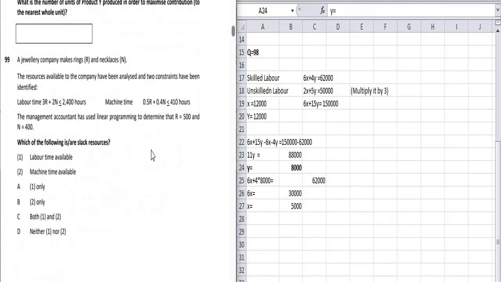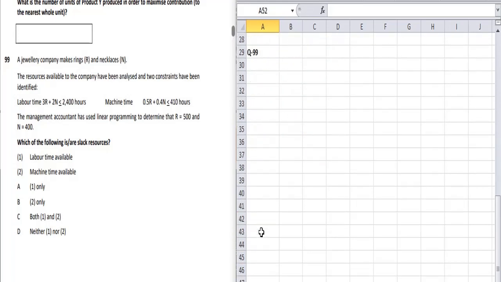Okay, so the next question: which of the following is our slack resource? A jewelry company makes rings and necklaces. The resources available to the company have been analyzed and two constraints have been identified. One is labor time, the other is machine time. The management accountant has used linear programming to determine r equal to 500 and n equal to 400. So this is our optimum production plan. Which of the following is the slack resource? In order to get the slack resources, first of all, what are our two constraints, and we convert them into equations.